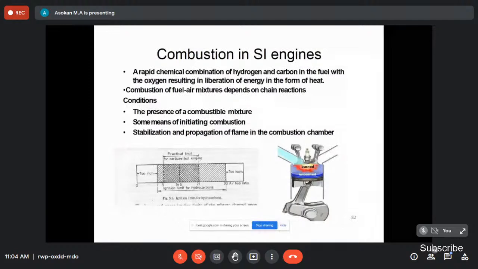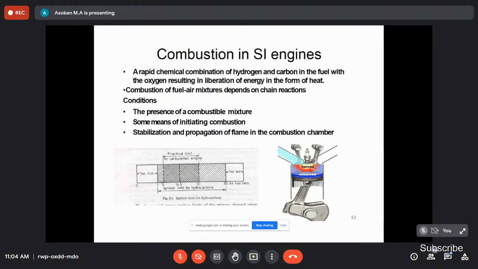But the practical limit is 9:1 to 21:1. Right? So what is combustion? It is the chemical combination of hydrocarbon reacting with oxygen, with liberation of energy in the form of heat. This combustion of the fuel air mixture depends upon the chain reaction of the fuels. Combustion takes place because of the presence of a combustible mixture. Even if the mixture is available, if it is not within the combustible range, there is no combustion. What is the limit? 9:1 to 21:1.